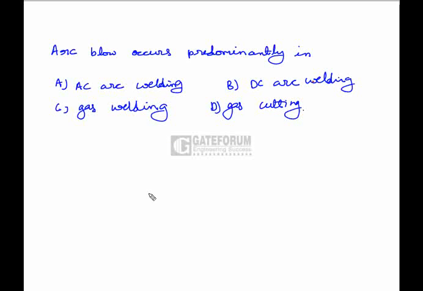Arc blow occurs predominantly in, here the options are AC arc welding, DC arc welding, gas welding and gas cutting. So generally arc blow occurs in DC arc welding rather than AC arc welding. So in DC arc welding of magnetic metals like iron and nickel, arc blow occurs, but in case of AC it is considerably lower than when DC is used.